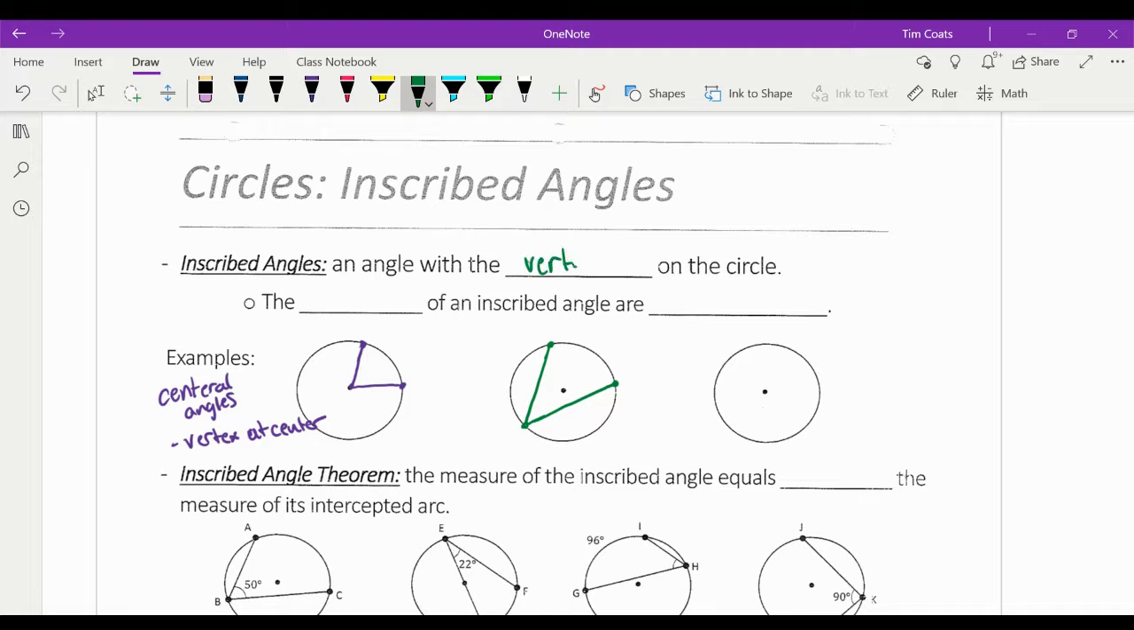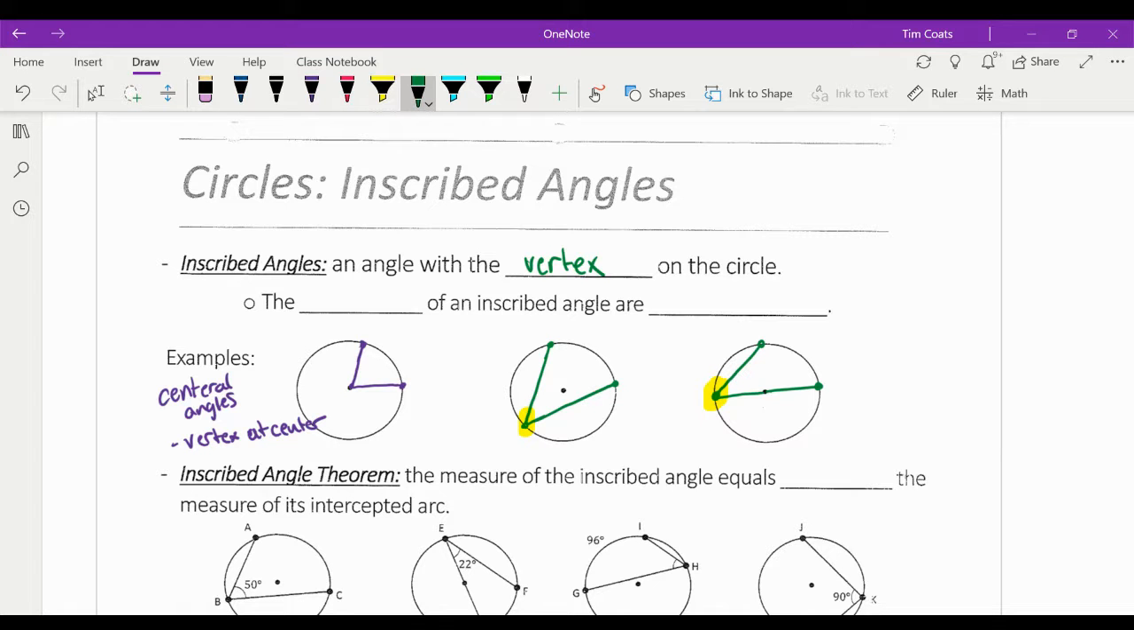So the vertex is lying on the circle, which we see in this case, where the vertex, the part where the two sides of an angle come together, is in or on the circle. So if we look at an example of this, here's one. We could draw another one here where maybe this one goes through the center, but the vertex does not lie on the center. That's okay. Remember, the vertex is where those two sides of the angle meet. So here's the vertex again, lying on the circle.